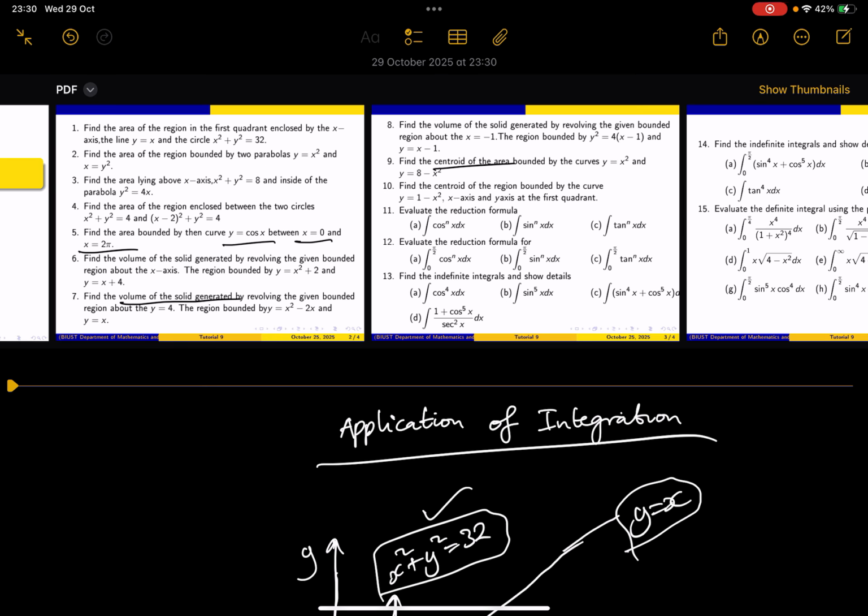So now let's look at the volume. So find the volume. I'm just going to take number 6. Find the volume of the solid generated by revolving the given boundary region about the x-axis. About the x-axis is very important. The region bounded by this graph and this graph.